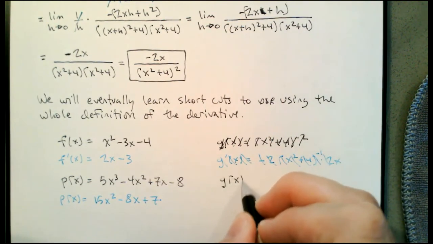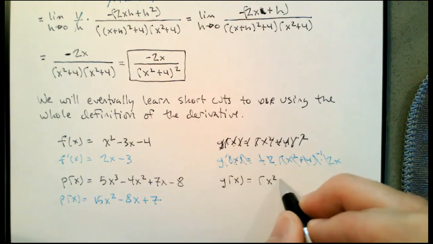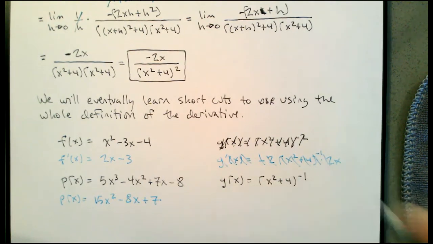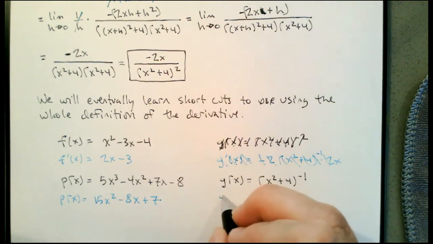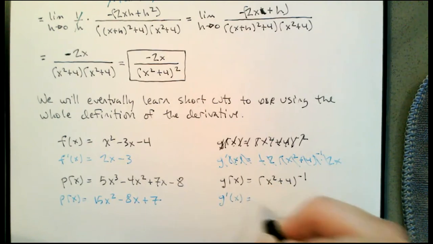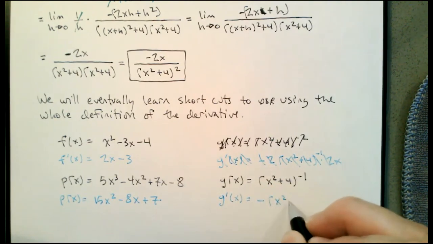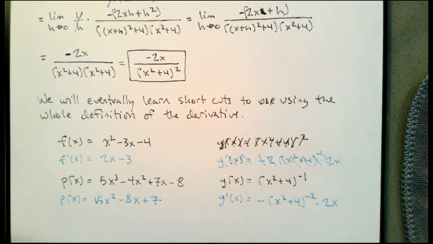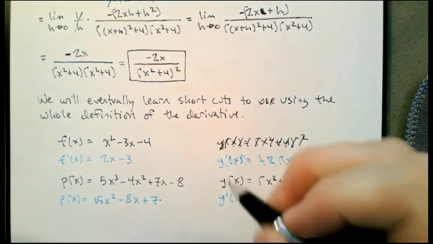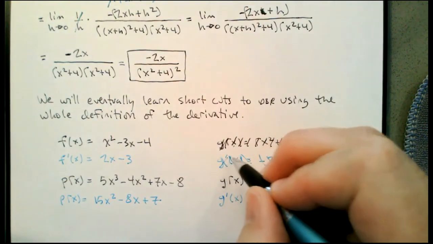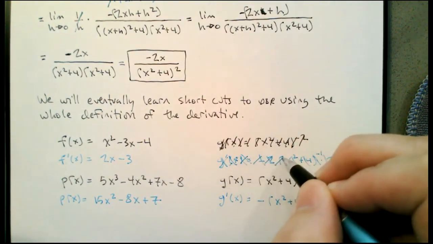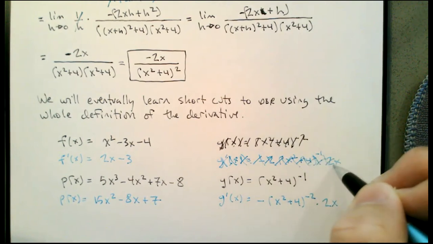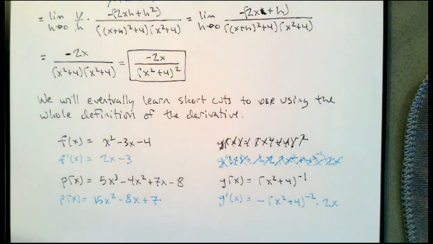Eventually, we'll look at g of x as x squared plus 4 to the negative 1, so that we could just write g prime of x as negative 1 times x squared plus 4 to the negative 2, and then multiply by 2x. That's where we want to go with this. We want to learn the shortcuts so we can avoid the definition of the derivative. But once again, the skill is not about actually finding the derivative.